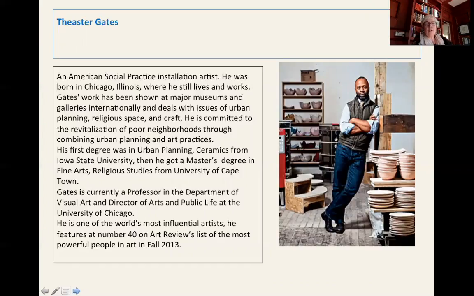Theaster worked, and his work has been shown all over the world internationally, but he's really become famous now for his issues dealing with urban planning, religious space, and craft. And that's where it becomes really so important for us to look at. He is committed to the revitalization of poor neighborhoods through combining urban planning and art practices.